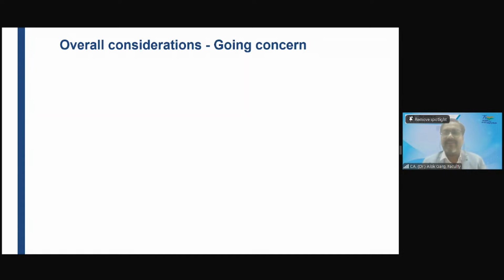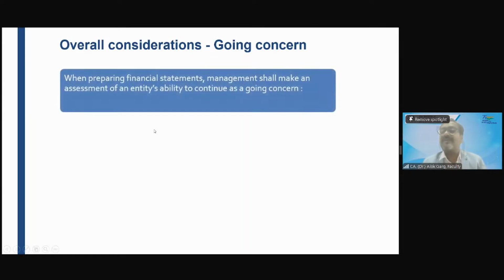Future is uncertain. Future is infinity. So what kind of future are we talking about? We are talking about the foreseeable future. And what is the meaning of foreseeable future? The meaning of foreseeable future is 12 months from the reporting date.